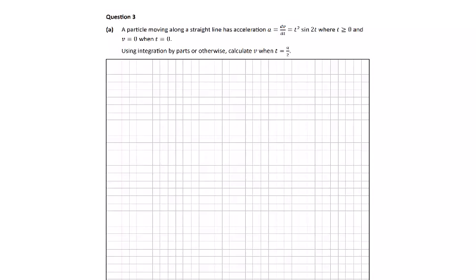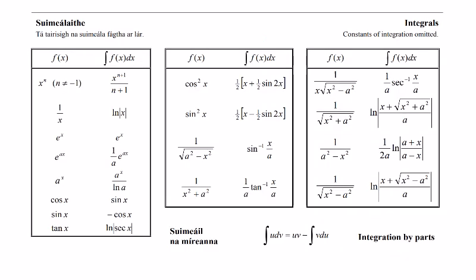Question 3, we have a particle moving along a straight line with acceleration given in this format. And v is 0 when t is 0. We're told to use integration by parts or otherwise. Calculate v when t is equal to pi over 2. So you're going to have the tables beside you, integration by parts, and the integrals that we will require up here.